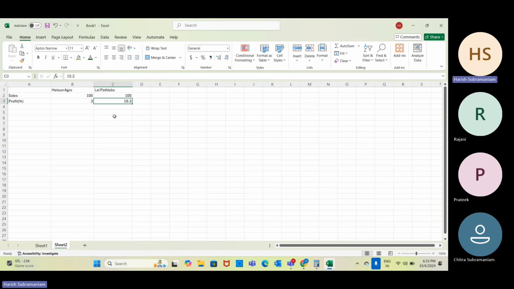Whereas if Lal PathLab, for example, takes a similar loan and their profitability goes down, from 19, it will go to 18, 17, 16, 15, 12, 10, but they still have a lot of runway, right? So if some negative thing happens in Hatsun Agro, the company might quickly become loss-making.